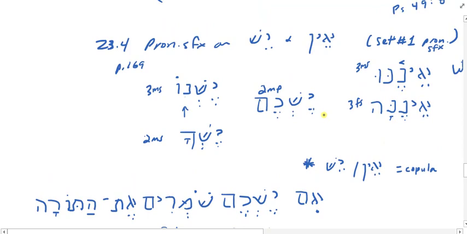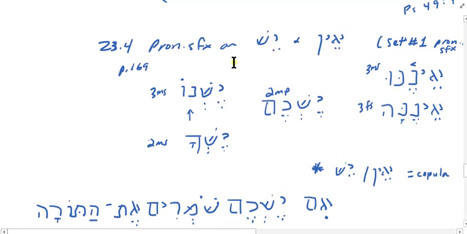Look at this sentence here down at the bottom of our screen. We have im yeshkem shomerim et haTorah. Now what is im? If, good. Yeshkem. If you want to translate it as there are, it would be if there are you, plural. Doesn't that sound funny? And then shomerim. What kind of a verb form is that? That is an active participle.